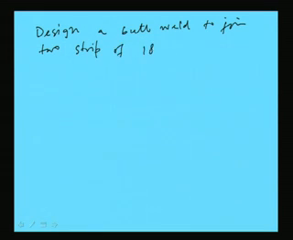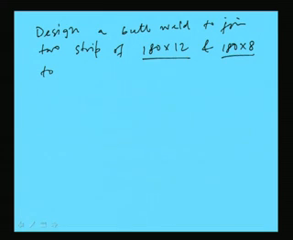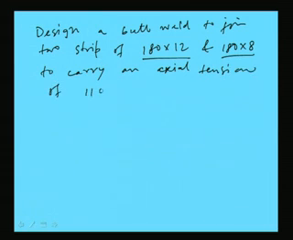So, what we have seen is how to calculate the strength of a single V butt joint or double V butt joint. That means the strength of a joint using butt welding can be calculated. That example we have seen. Here we will see how to design. For design of a butt joint, let us consider one problem: design a butt weld to join two strips of 180 by 12 and 180 by 8 mm thickness to carry an axial tension of 110 kilonewton.